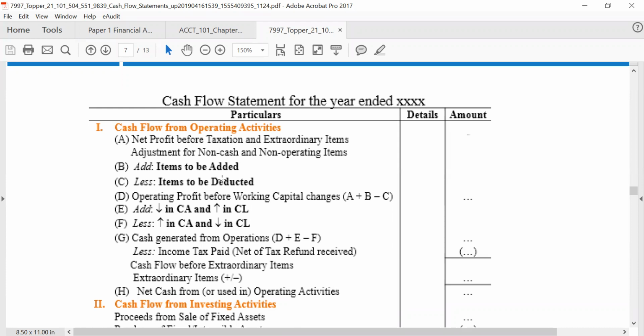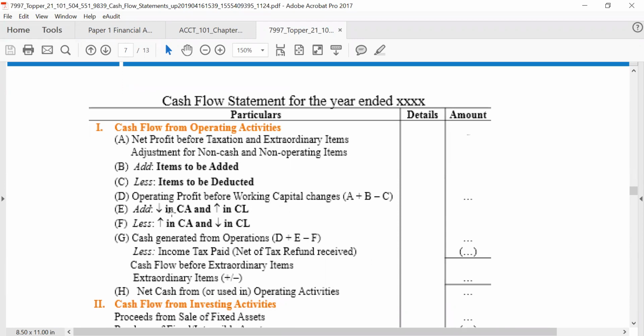And then we have the items to be deducted. These are items that were added at the time of computing profit. I gave an example like gain on disposal. We can also have foreign exchange earnings. They can also be non-cash items. So after you've added and subtracted those items, you'll have what is called the operating profit before working capital changes.